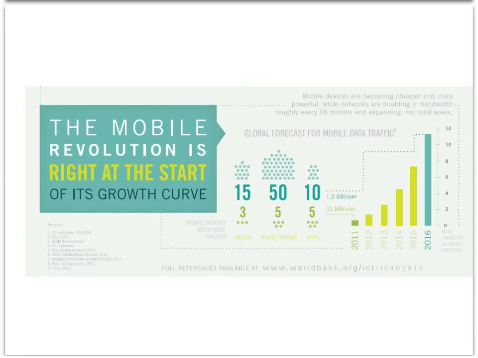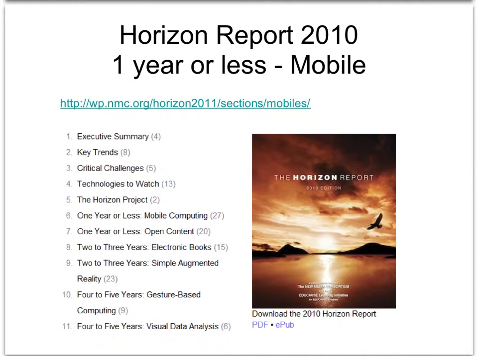And there is no indication that this is going to slow down. As a matter of fact, by 2016, mobile data traffic will have more than doubled the amount of traffic we see today. Every year, we can find a list of the technologies that are on the horizon for education in the Horizon Report. Between 2009 and 2010, mobile started to appear in the 1 year or less category on the Horizon Report.